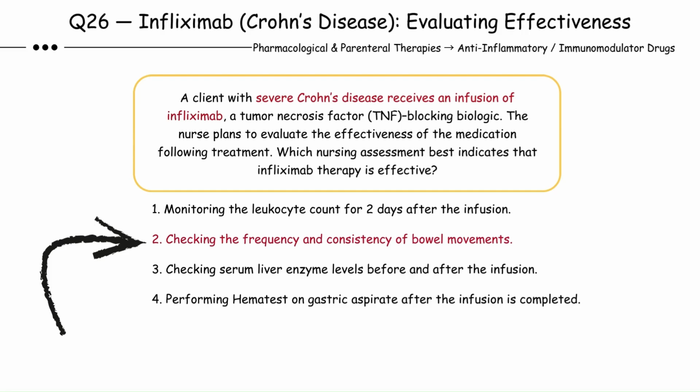Option 3. Checking liver enzymes before and after treatment. That's safety monitoring, not an effectiveness measure. Option 4. Performing a HEMA test on gastric aspirate. Unrelated to Crohn's disease and doesn't tell us anything about whether the medication is helping. So the best indicator of therapeutic response is option 2.